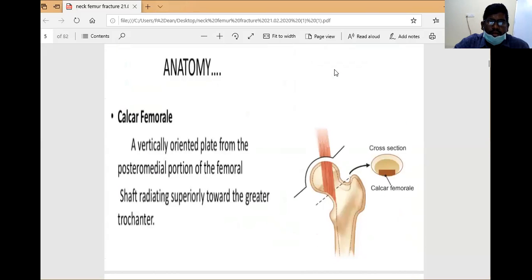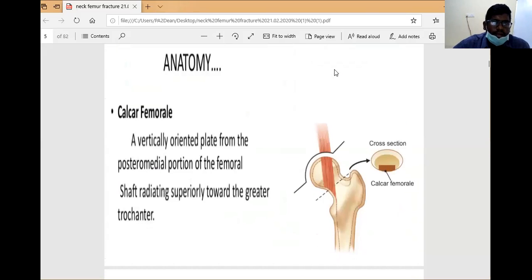And another important one is calcar femorale. Calcar femorale is the posteromedial portion of the femur. When you do a cross section at the level here, the posteromedial part of the femur is the calcar part. It is the very strongest and weight absorption area. So if the calcar femorale is fractured, with an individual fragment, it is an unstable fracture.